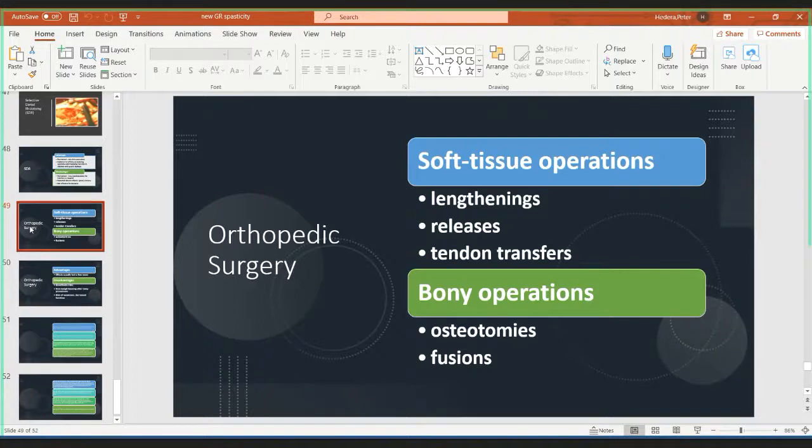Those are mostly patients from the stroke population that you don't really want to consider, because hopefully you'll be more proactive and more successful in preventing that. But it can use osteotomies, fusions, tendon transfers, and releases. They are all reserved for the long term, and mostly for those who have contractures.